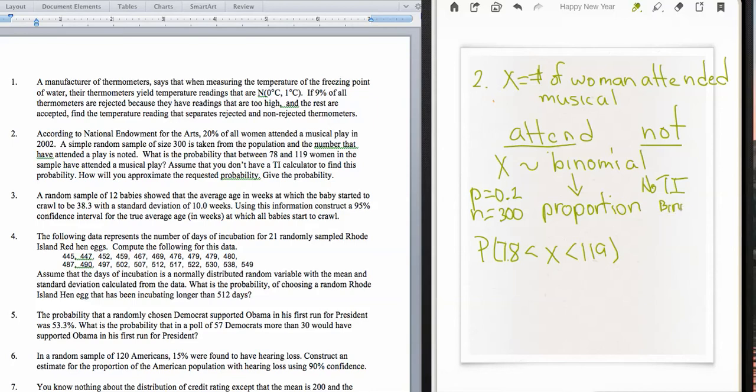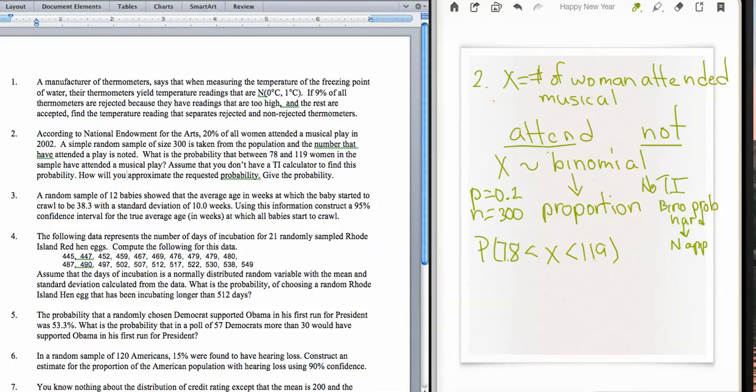So what you need to be able to do is to use the normal approximation. And so that is what we're being asked in this problem. So we're going to use the normal approximation here. If you don't have a TI, or if you're asked to approximate the probability, then that's what we're going to be doing. So we're going to use our probabilities here to find this.